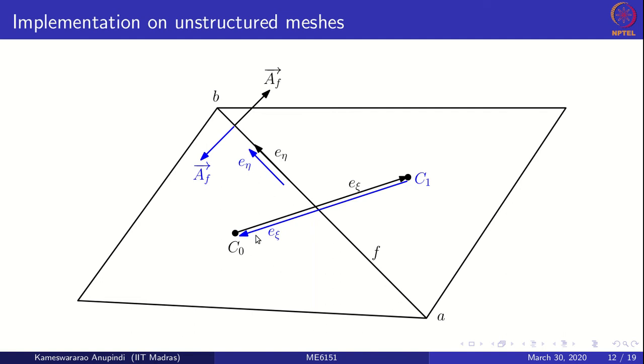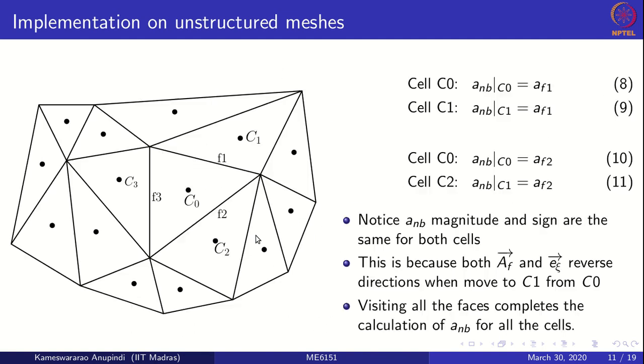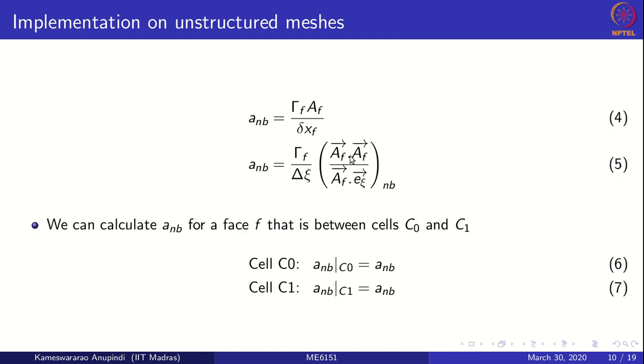But this would come out to be the same, because if you go back to this calculation, what does the primary gradient contain? A and B contain gamma F. This is the same for both the cells, whether you sit on C0 or C1. Delta xi is the same. What about AF dot AF? Although it is changing direction, from black to blue, its magnitude is always the same because it is a squared quantity. Now what about AF dot xi? AF dot xi is something that we have to look at.